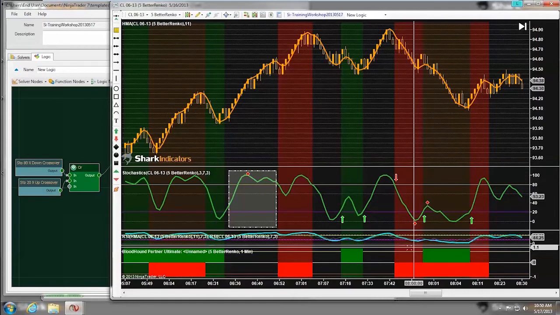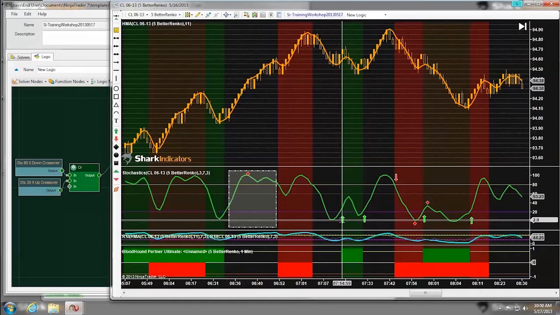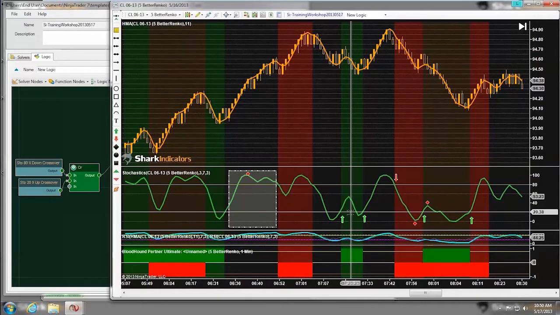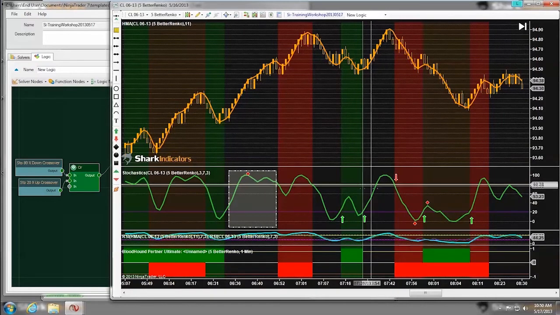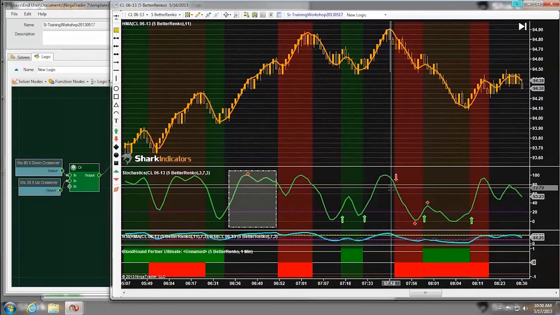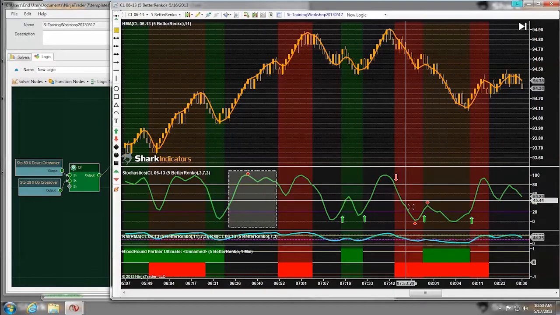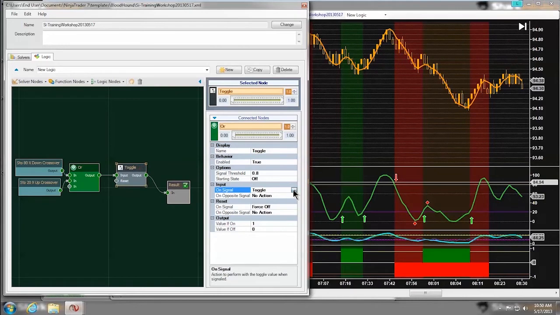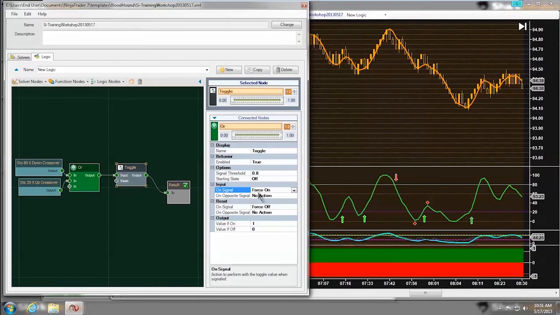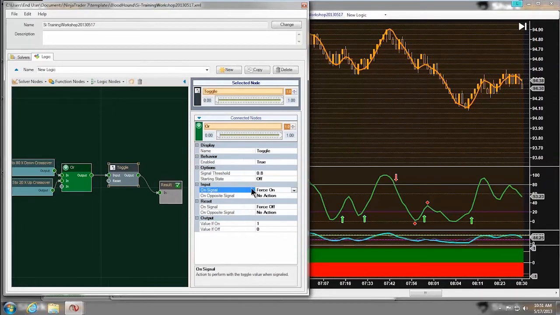But that's not what we want. When a long signal comes in, we want to force the toggle on until a short signal comes in, and then we want to force that long bias signal off, and then force the short signal on. So instead of toggle, we want to force it on, and then, let me stretch this out so we can see it. There we go.